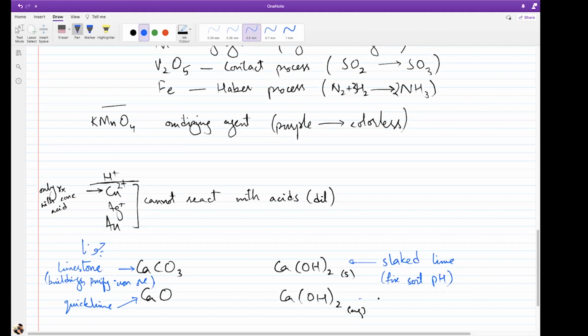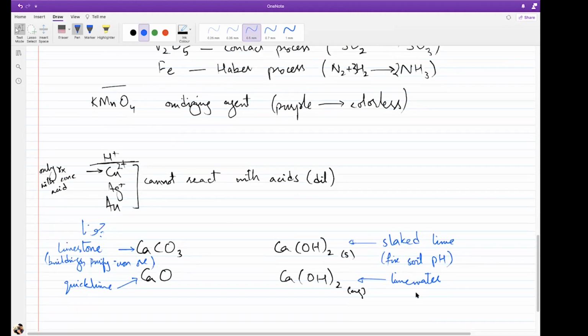And this last thing, does anybody know what this is called? Come on, guys, this is very, very common. इसको कहते हैं lime water. Where is it used? For the test of carbon dioxide. Yes, it is used to test carbon dioxide.